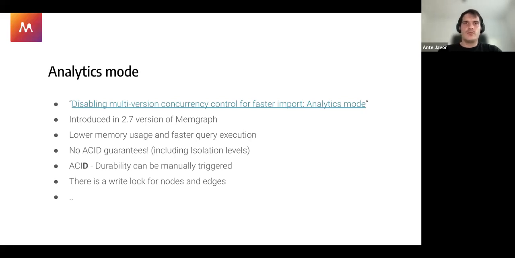Yeah, that's a great way if you are not concerned with ACID, because there is no ACID in analytics mode. So there are no guarantees and protection running in ACID mode, including isolation levels. So nothing of that works. There is a mention of D here. This is the durability, which is not there by default, but you can manually trigger snapshot creation and stuff like that if you don't want to lose your data.